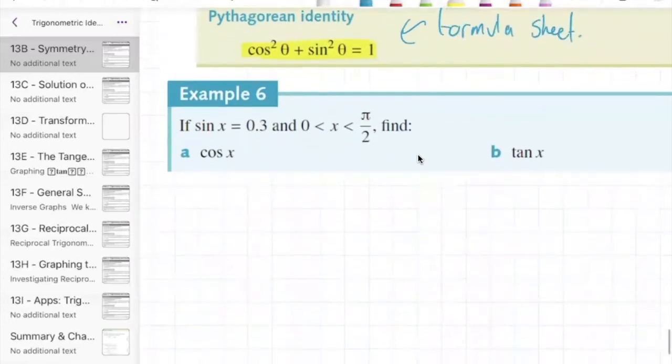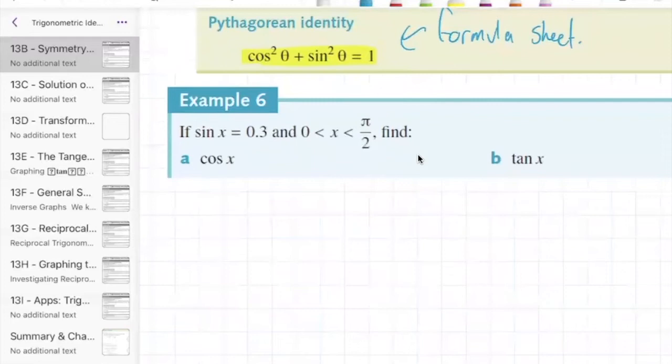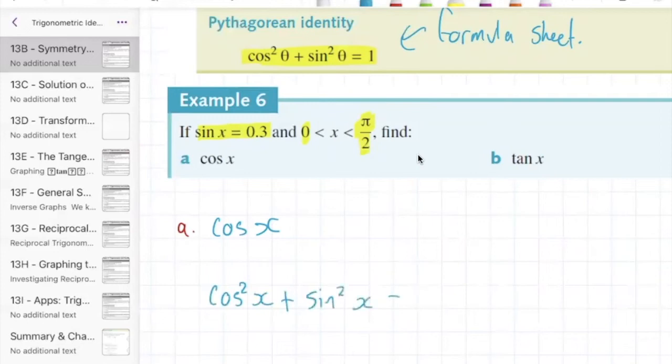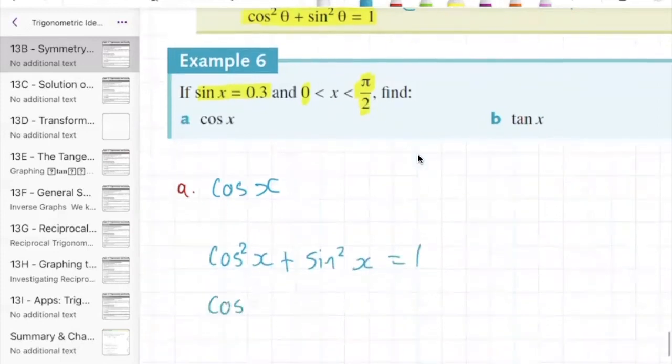If I look at my Pythagorean identity and how this impacts my questions, if I'm asked, like I am in part A, to find cos of x, and I'm told that sine of x is equal to 0.3, and I know my angle is between 0 and 90 degrees, or 0 and pi on 2, then using my Pythagorean identity, I know that cos squared x plus sine squared x equals 1. I don't know what cos is, so it's just going to stay as cos squared x. However, I know sine is equal to 0.3. So it's going to be plus 0.3 squared, which is going to give 0.09. That's all going to equal 1.